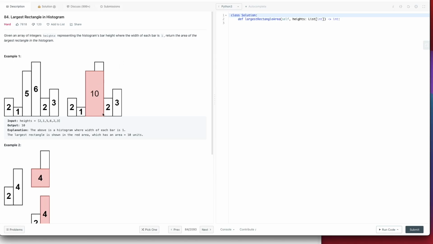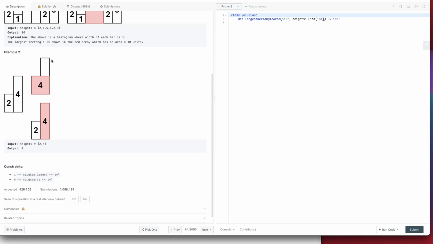Hard one. Given an array of heights representing histogram bar heights, where the width of each bar is 1, return the area of the largest rectangle in the histogram. Okay.